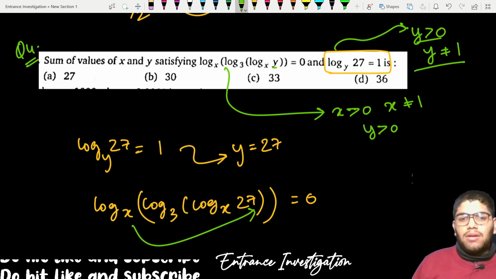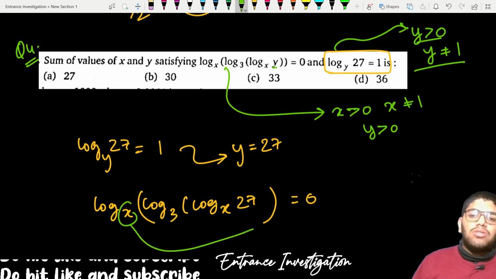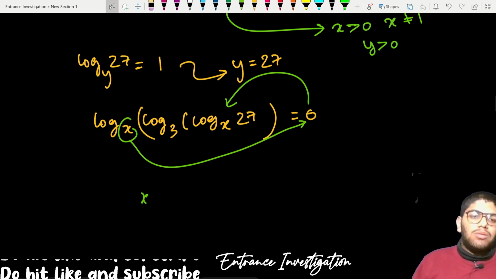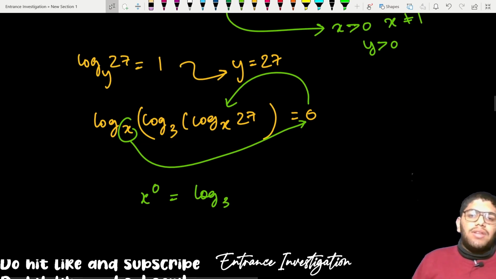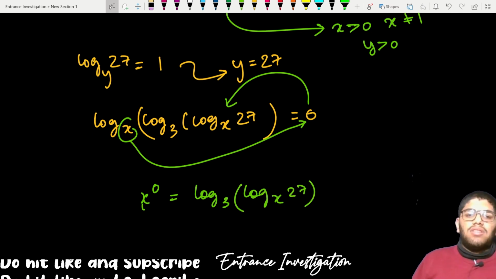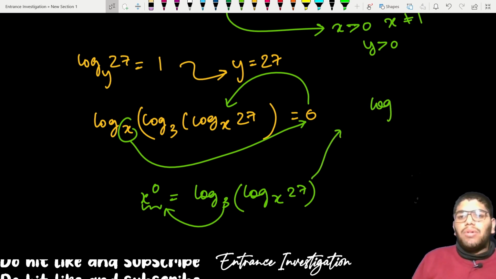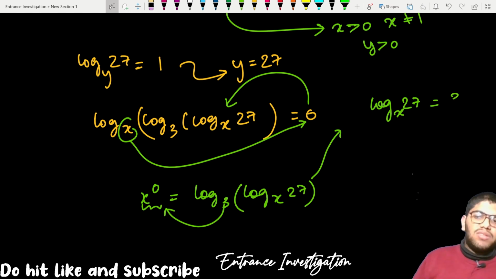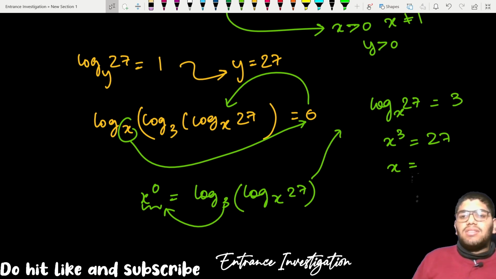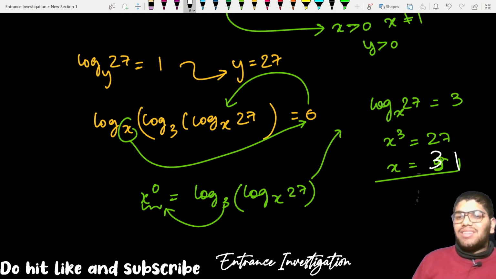Now I can, I just messed it up. So x raised to the power 0 is equal to this thing. So what is x raised to the power 0? X raised to the power 0 is equal to log of 3 log of x, this. Okay, this is 1, and again I'll apply this property, this is how we can calculate this logarithm. This will be 3, x cube is 27, value of x is 9. Oh sorry, 3, my bad. Value of x is 3.